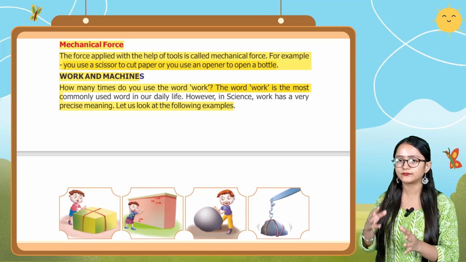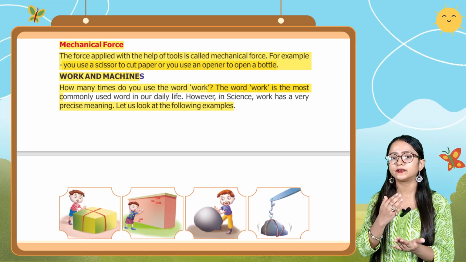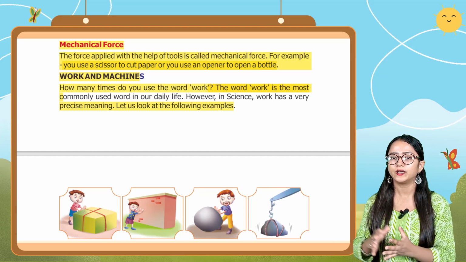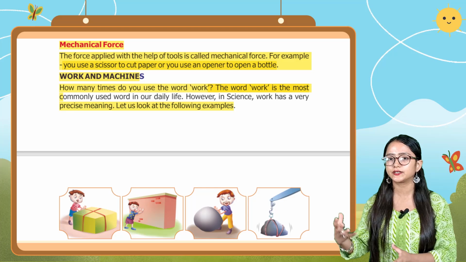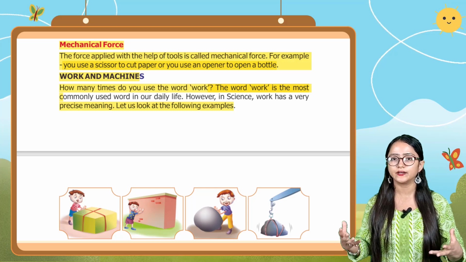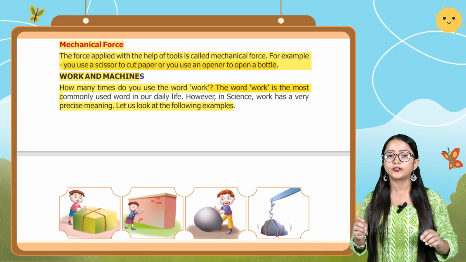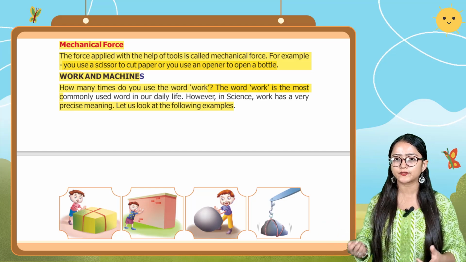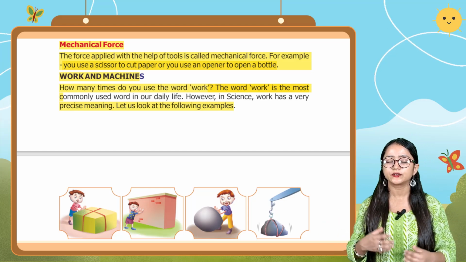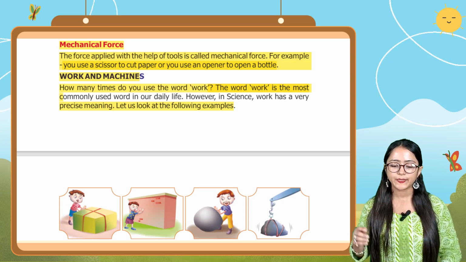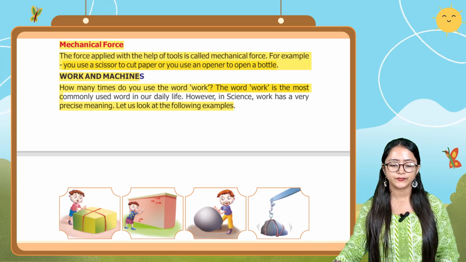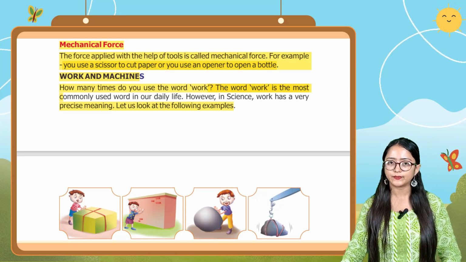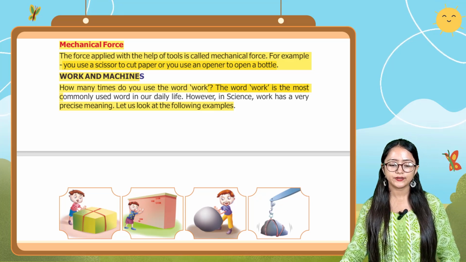Generally we say that work means the work which we do. Like for example, a teacher is teaching in the class, so she is working in that particular time period. A doctor is performing a surgery, so that means this is work. But in science this work has a precise meaning. So let us look at that with the help of these examples. So here the examples are given.